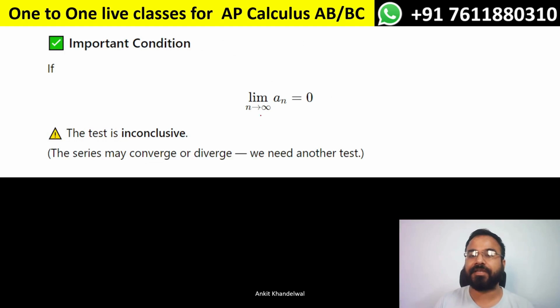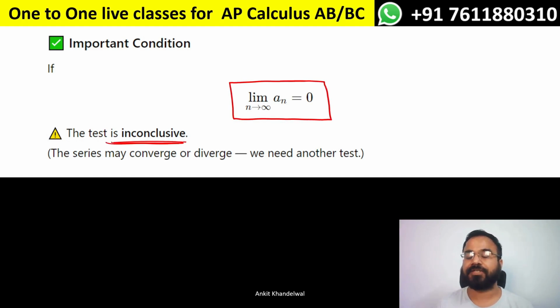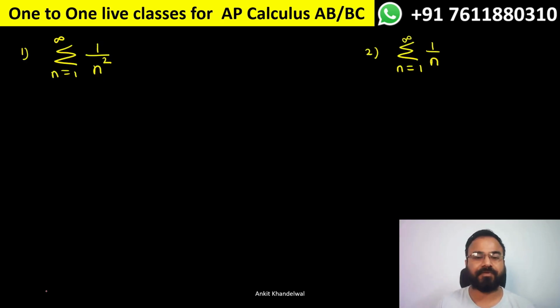But an important thing is, if this limit comes out to be 0, then this test is inconclusive, meaning the series may converge or may diverge. We cannot comment on that, and in that case we need another test to check. Let's take two examples for this.